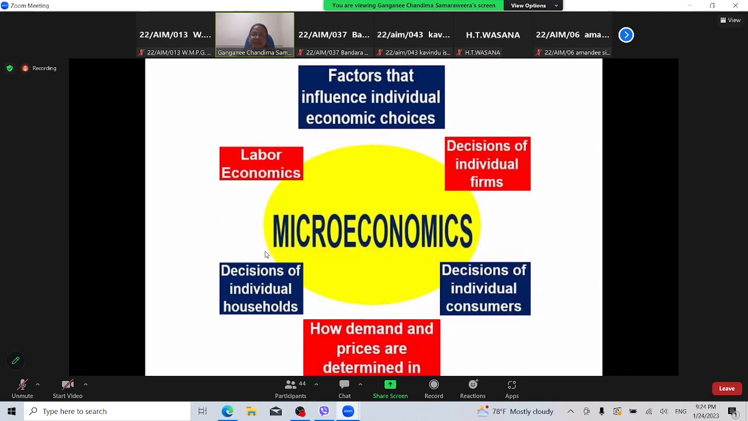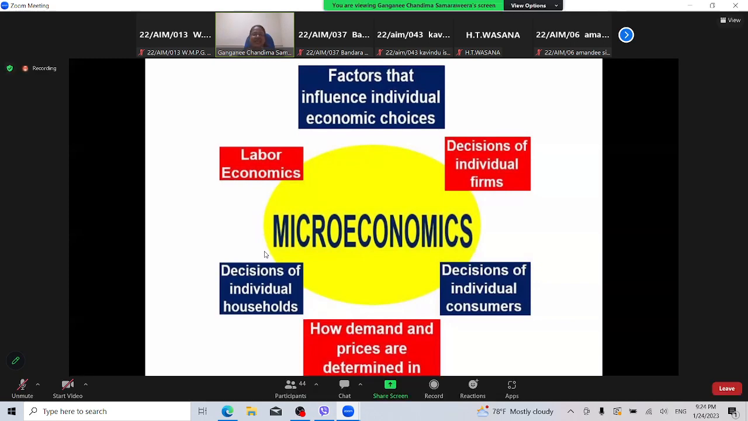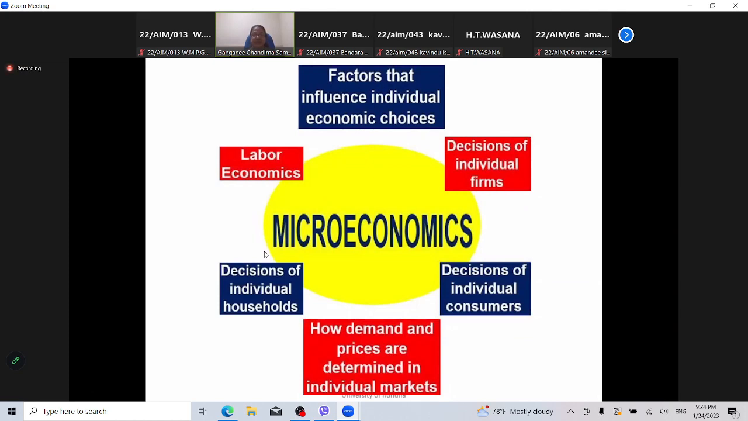Sometimes customer and consumer are the same, but sometimes different, because a small child can't go to a shop and buy something. So in that case, they are the consumers. Customers are different. As Kavindu explained, it's a very good answer. Consumers are the end users. So in microeconomics, we are learning especially the decisions of individual consumers, because here we are not focusing on customers in microeconomics.